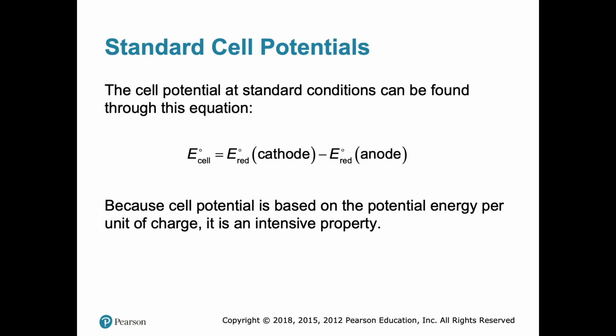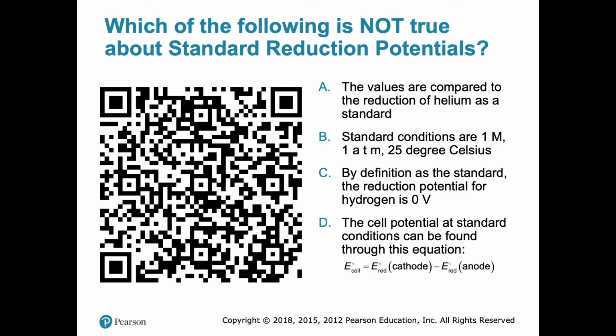Anyway, you can calculate standard reduction potentials by taking the reduction potential of the cathode minus the reduction potential of the anode, and that will give you the standard reduction potential for the entire cell. That's an equation you'll need later on, which we will talk about in more detail on Wednesday. So the last thing for today is this question here.